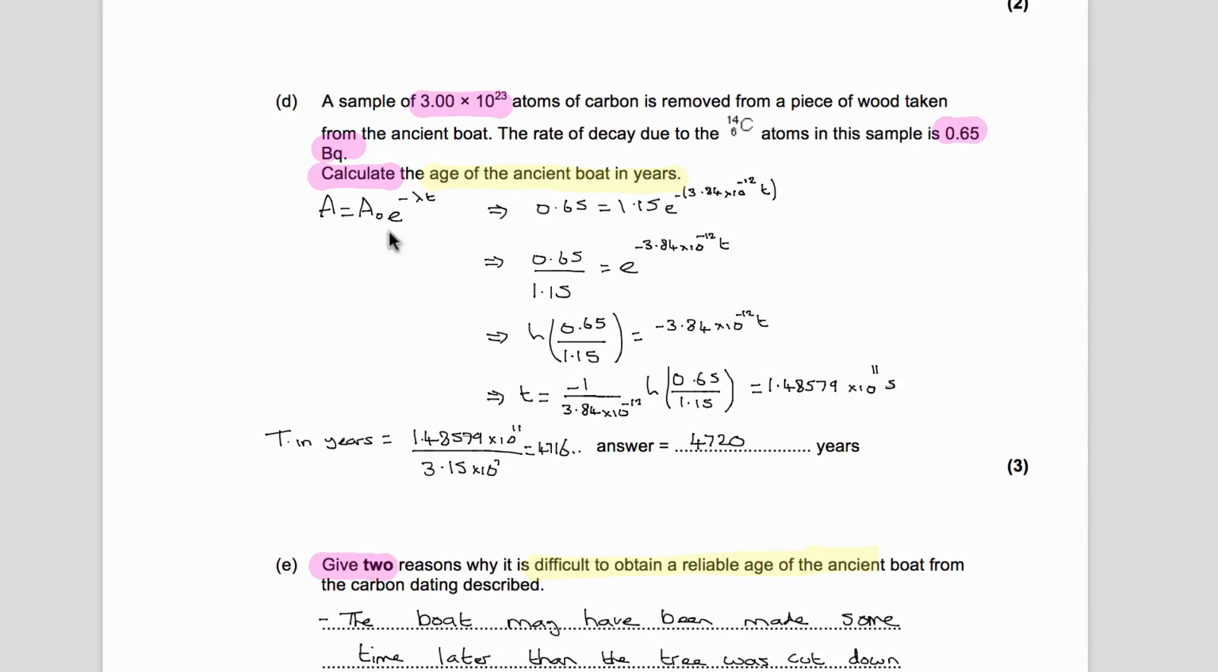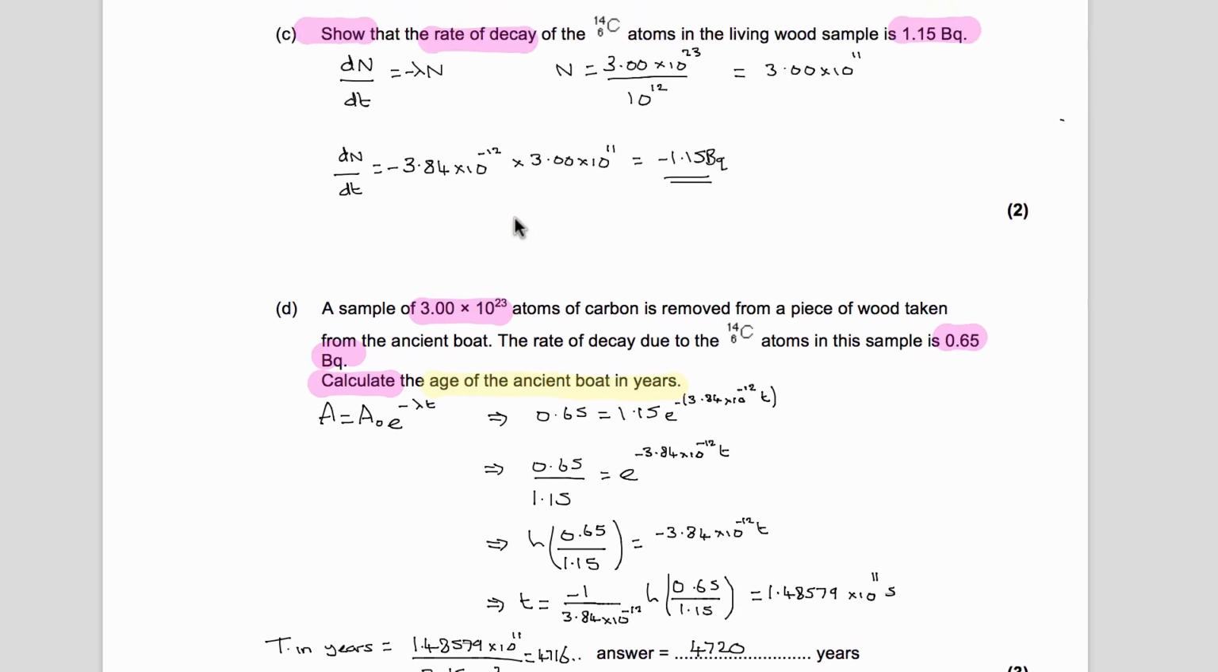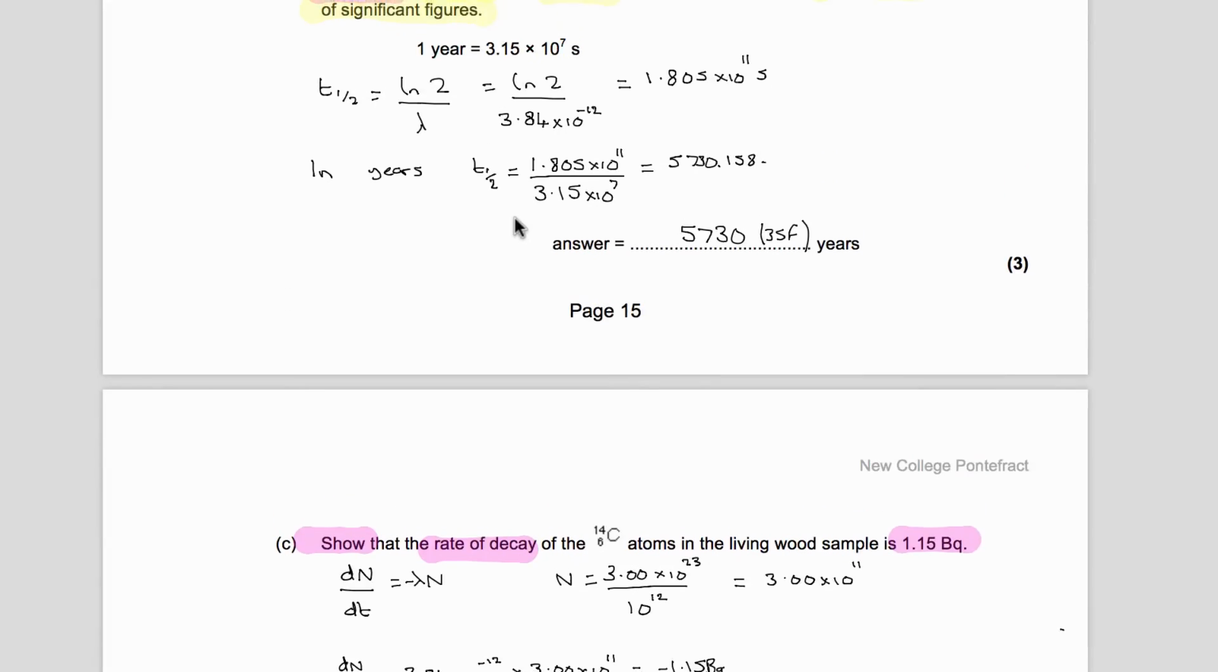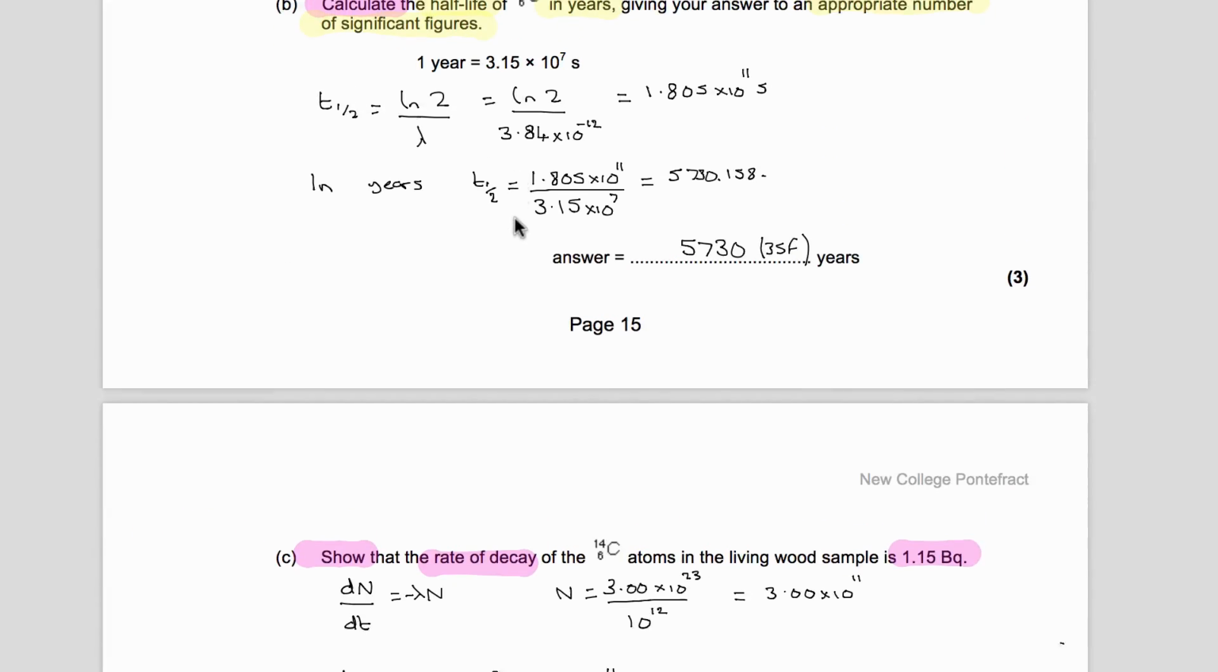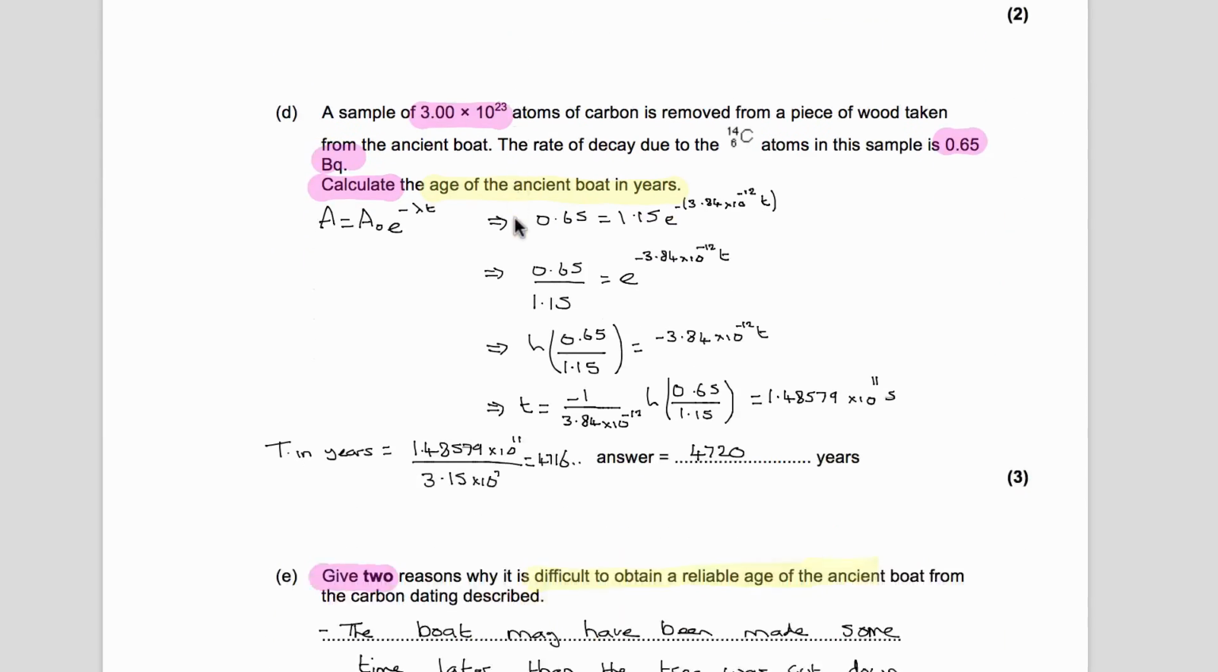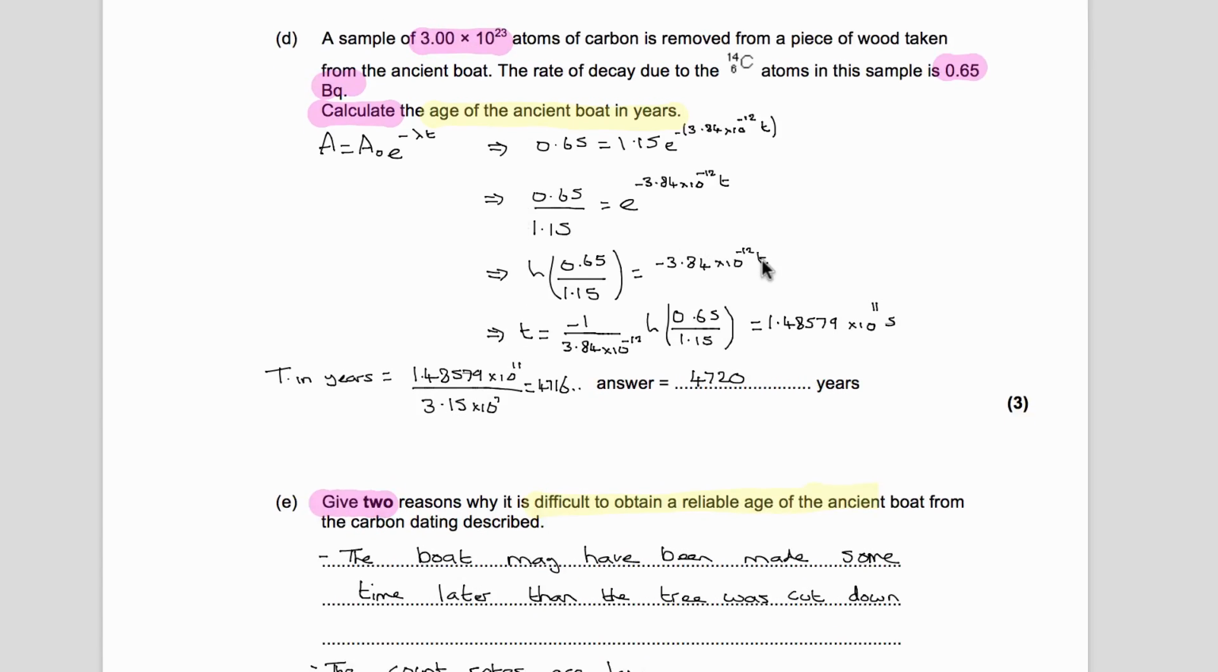So what we can do is, if we use this equation here, our activity is our starting activity multiplied by the exponential of minus lambda t. Our starting activity was the 1.15 becquerel that we worked out in the previous part of the question. The activity now is 0.65 becquerel. This lambda is the decay constant that we're given up here. And then finally, the t is what we want to calculate.